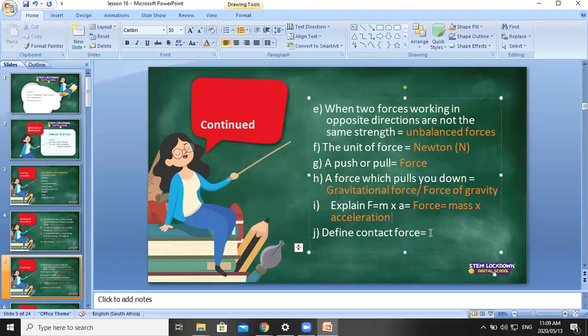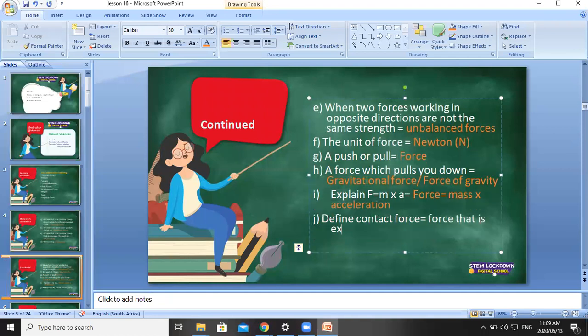Don't worry, grade 9. Then they say to you, define contact force. So we said contact force is a force that is exerted. As a science learner, I want you to use exerted, but if you forget exerted in an exam, you can use applied. It is a force that is exerted or applied when two objects touch each other. There we go.